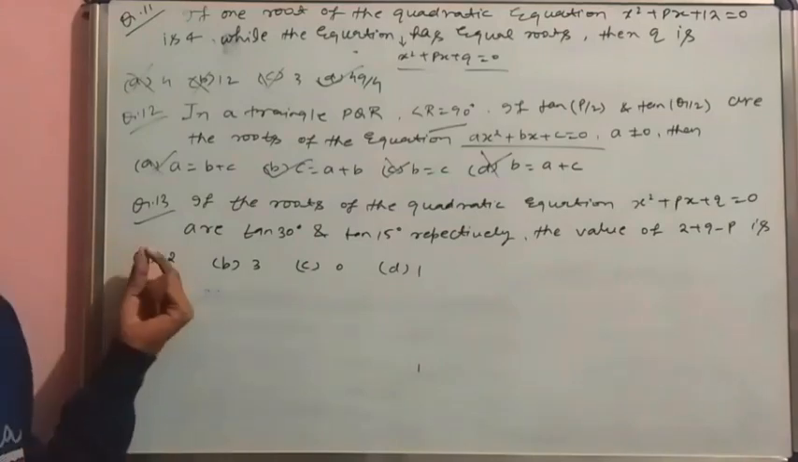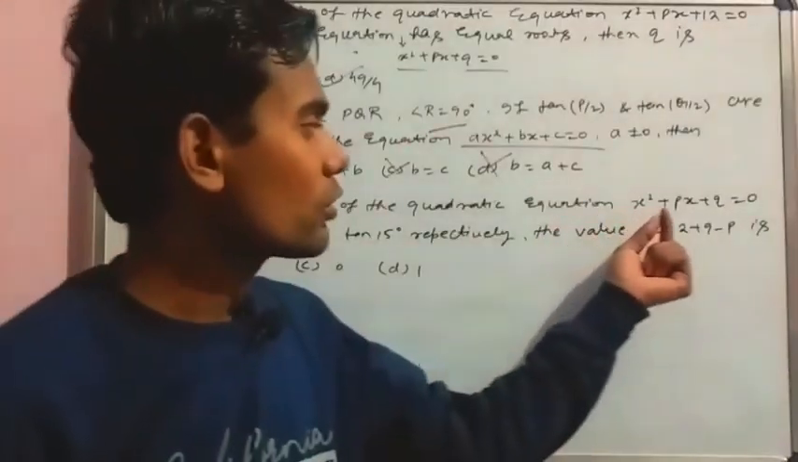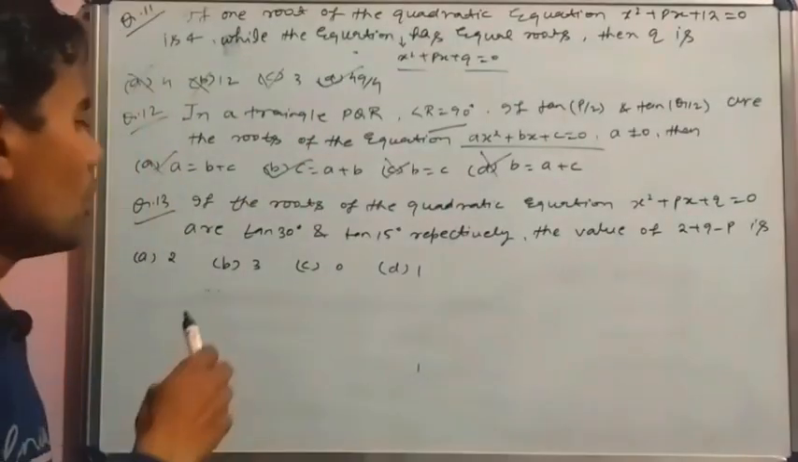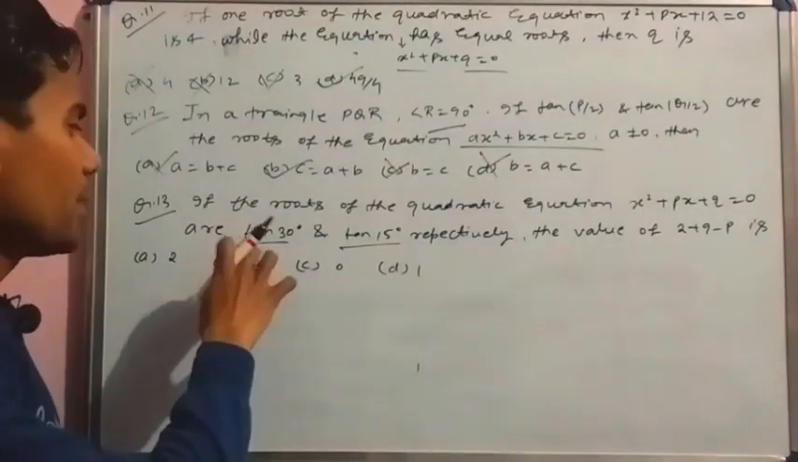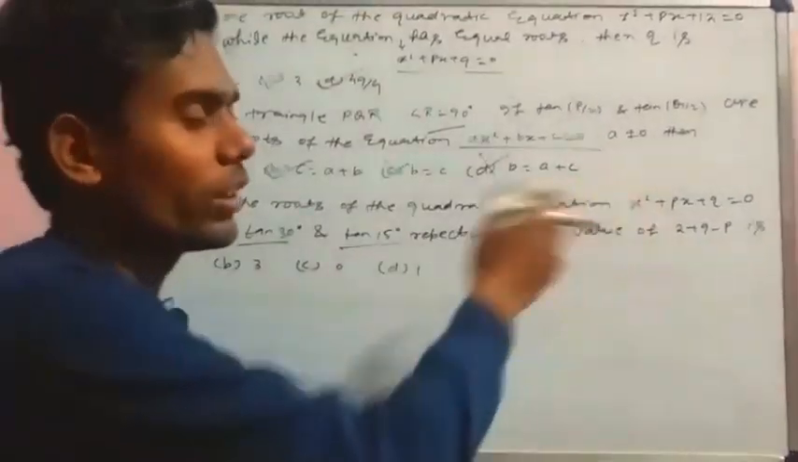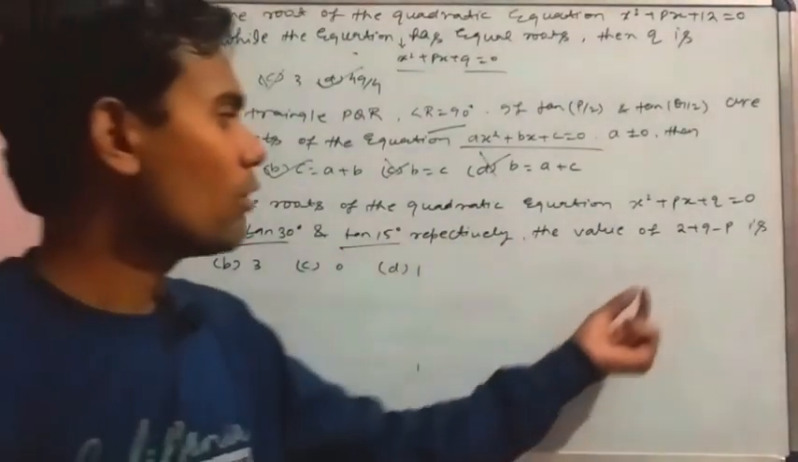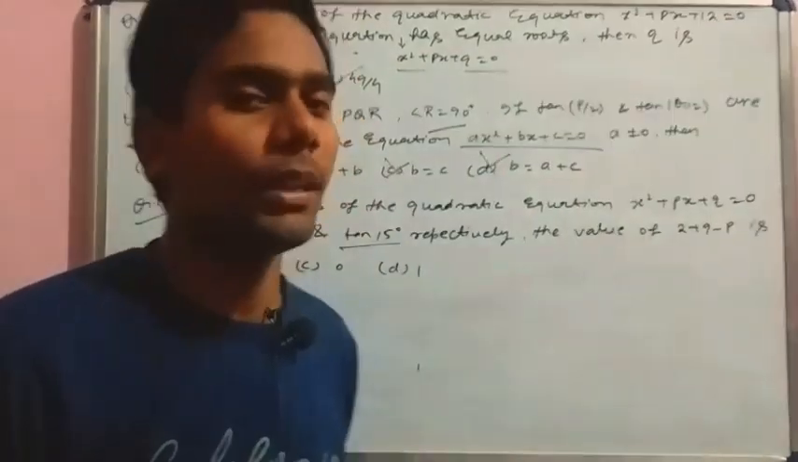Next, question number 13. If the roots of the quadratic equation x square plus kpx plus kq is equal to 0 are tan 30 degree and tan 50 degree respectively. These are the roots, tan 30 degree and tan 50 degree are the roots of this quadratic equation. Then we find out the value of 2 plus kq minus kp.